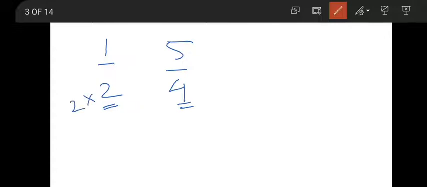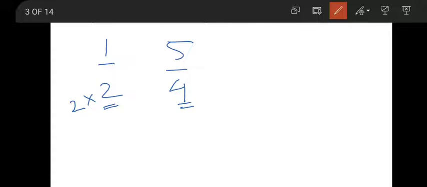Next example, 1 upon 2 and 5 upon 4. How will we compare these fractions? Which fraction will be the greater one? Okay, let us see the denominators. The denominator of the first fraction is 2, the second fraction's denominator is 4. The denominators are different, so we will make them equal. We can make this 2 as 4. How? 2 2s are 4.